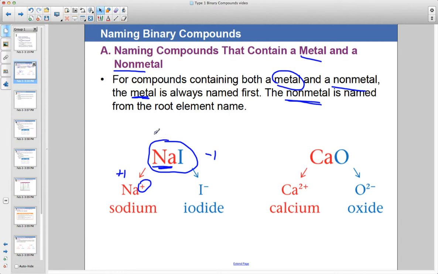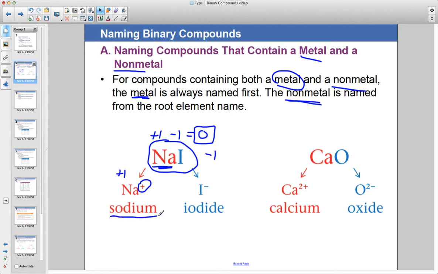So if we put sodium, which is a +1, together with iodine, which is a -1, if you take a +1 and a -1, you get 0. That means that this is a balanced ionic compound. Your goal is to make sure that you're achieving 0. If you achieve 0, then these two will indeed come together. They will form an ionic compound, and we're going to name it like this.